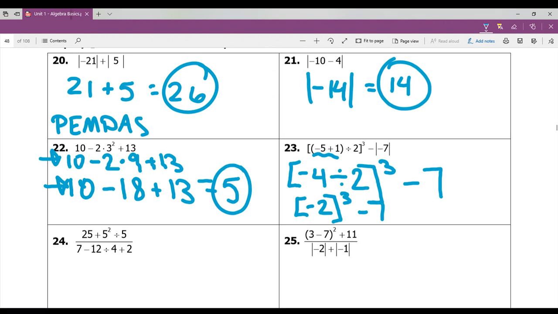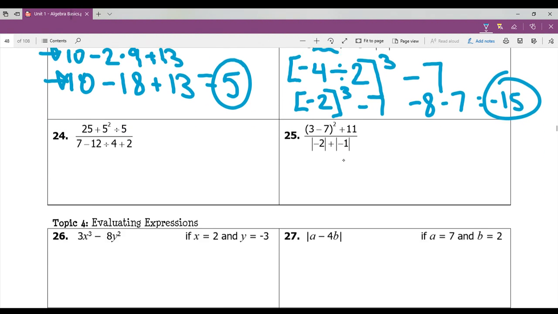Negative 2 to the third power. That is not the same thing as negative 2 times 3, guys. You should know by now what an exponent means. An exponent means you take whatever's inside your brackets here, and you multiply that number by itself 3 times. So we've got negative 2 times another negative 2 times another negative 2. That ends up being negative 8. We're going to subtract 7, so we get negative 15. Okay?